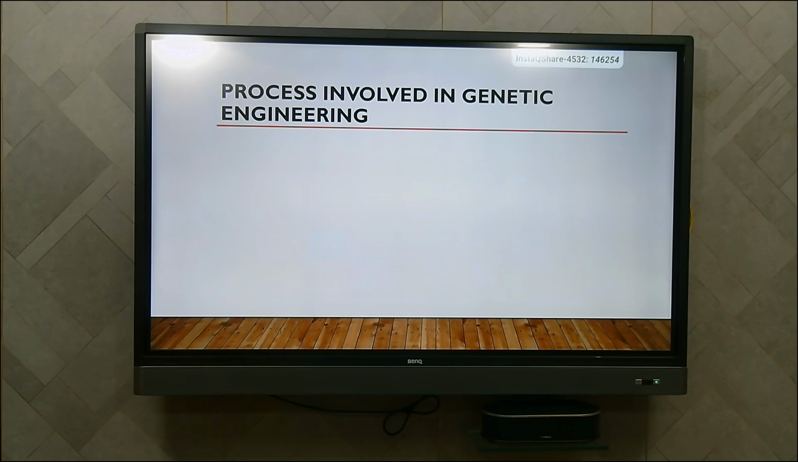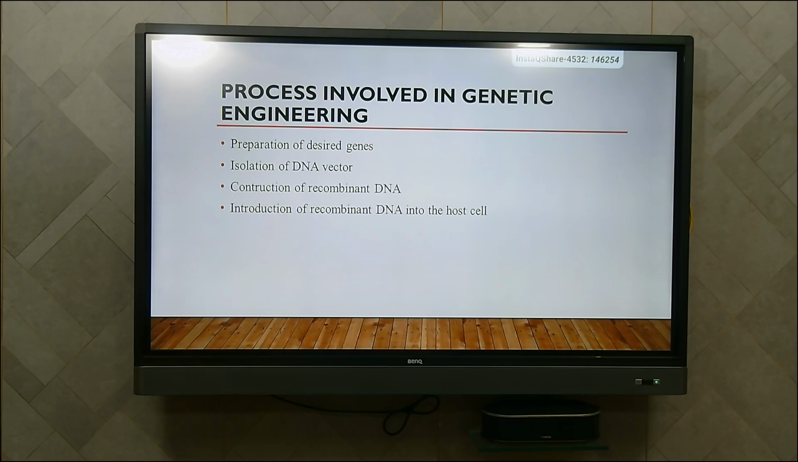Let us now discuss the process involved in genetic engineering. It includes preparation of desired genes, isolation of vector, construction of recombinant DNA, introduction of recombinant DNA into the host cell, selection and manipulation of recombinant host cells, and expression of cloned gene.